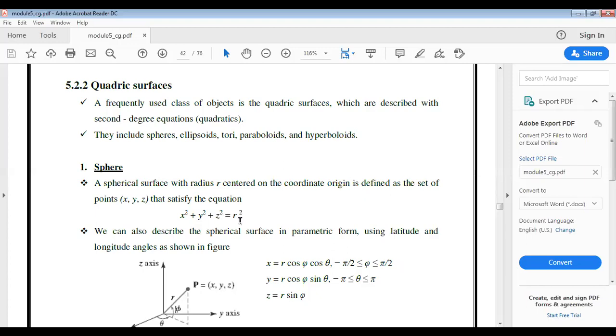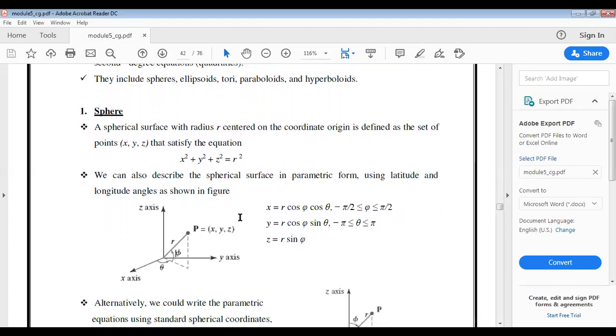Now how do I represent x, y, and z? I represent x, y, and z in this form: x is equal to r cos phi cos theta, y is equal to r cos phi sin theta, and z is equal to r sin phi.